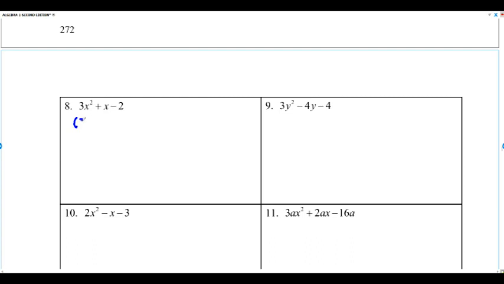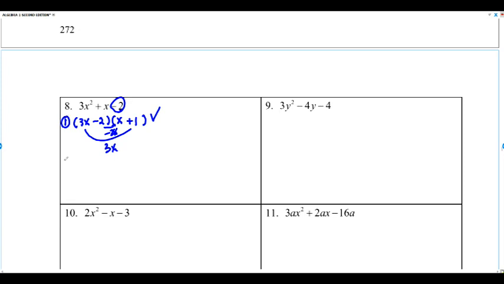3x squared has only one case, 3x and 1x, okay? So you can break the number negative 2 only into 2 and 1, okay? 2 and negative 1, or negative 1 and 2. Trial and error. To get the x over here, this is a plus 1, this is a minus 2. You can check: this is 3x, this is a minus 2x, total is x. That's the answer, okay? Maybe you can find the solution very quickly using trial and error.